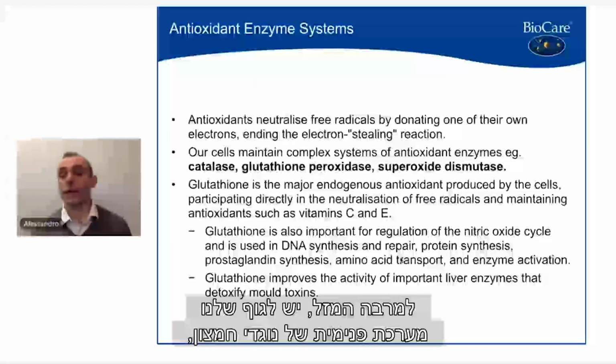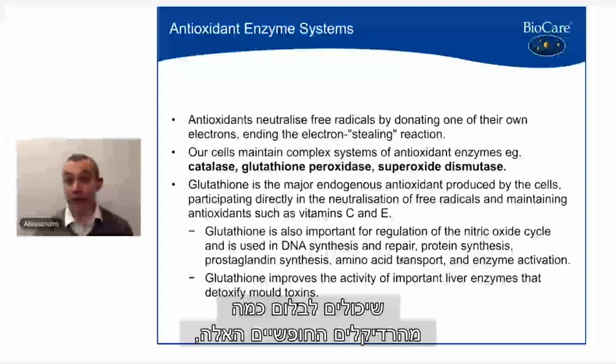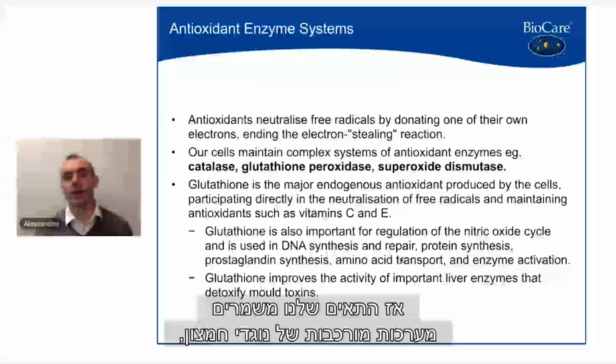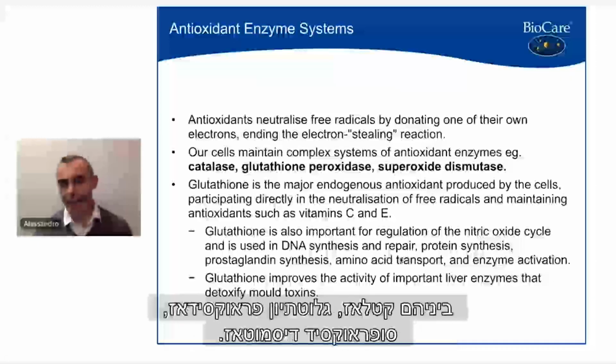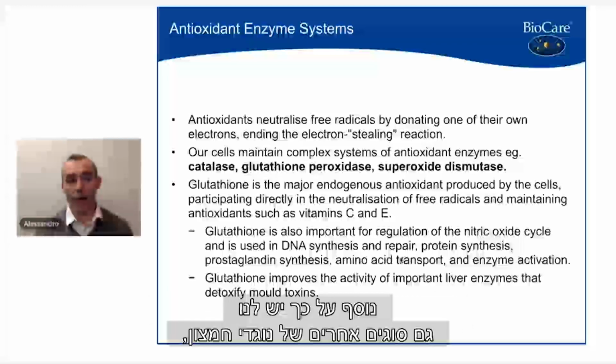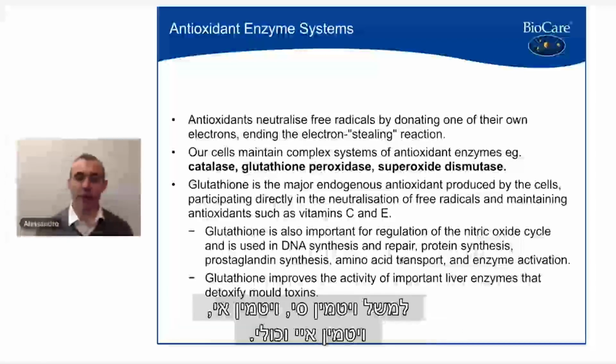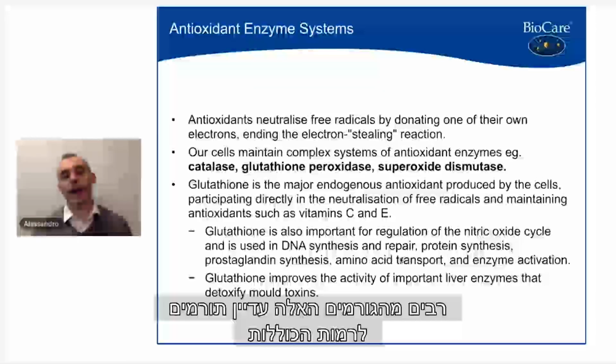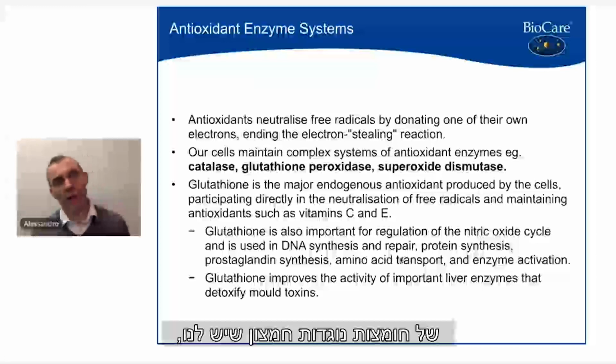So fortunately, our body has an intrinsic system of antioxidants that can buffer some of these free radicals. So our cells maintain a complex system of antioxidants, including catalase, glutathione peroxidase, superoxide dismutase. In addition to that, we also have other types of antioxidants, for example vitamin C, vitamin E, vitamin A, and so on. Now, many of these still contribute to, imagine, an overall level of antioxidative assets that we have.